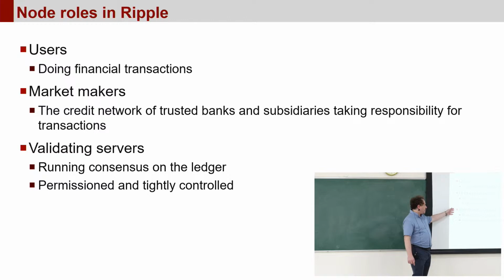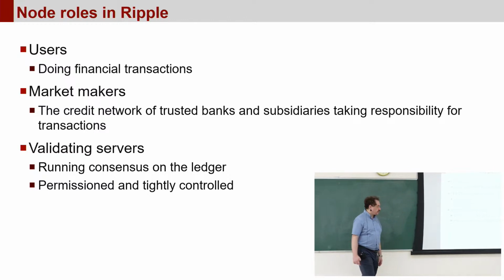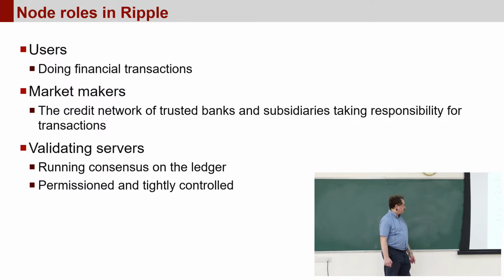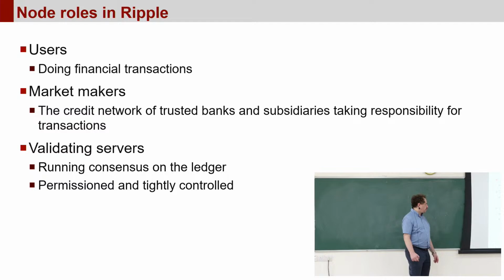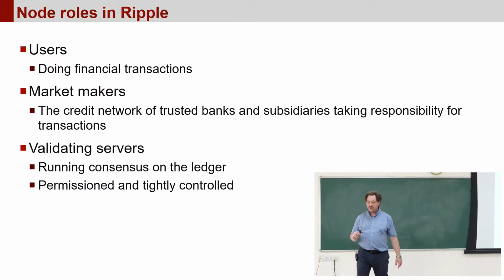And then we have validating servers, which are running consensus on the ledger. And the system is permissioned and tightly controlled. So Ripple is an interesting case in which the ledger is open for everyone to see, but there is a small subset of validating servers which are responsible for running consensus and extending the ledger.